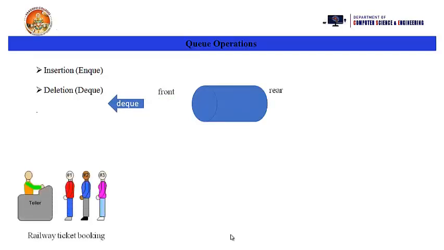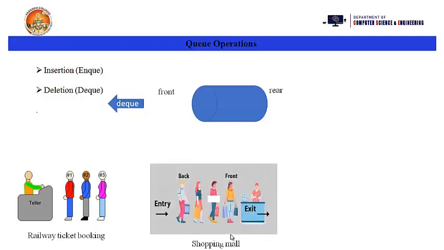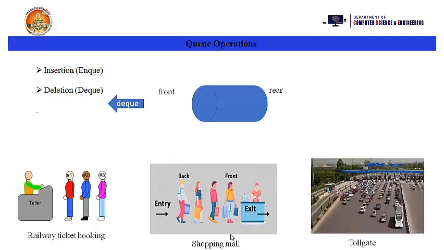Railway ticket booking: a queue of people at the ticket window. The person who comes first gets the ticket first. The person who comes last gets the ticket last. Therefore, it follows the first in first out strategy of queue. In shopping malls also, we follow the same strategy. And vehicles at a toll booth: the vehicle that comes first leaves the booth first, and the vehicle that comes last leaves last, which follows the first in first out order.